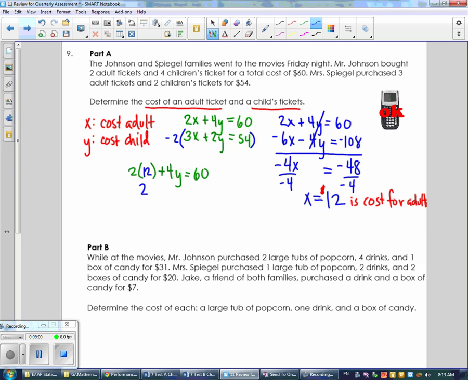2 times 12 is 24, plus 4y equals 60. I'm going to subtract 24 from both sides. And that gives me 4y equals 36. If I divide both sides by 4, I find that y is equal to 9. And again, let's put that in the context of the problem and say that $9 is the cost of a child.